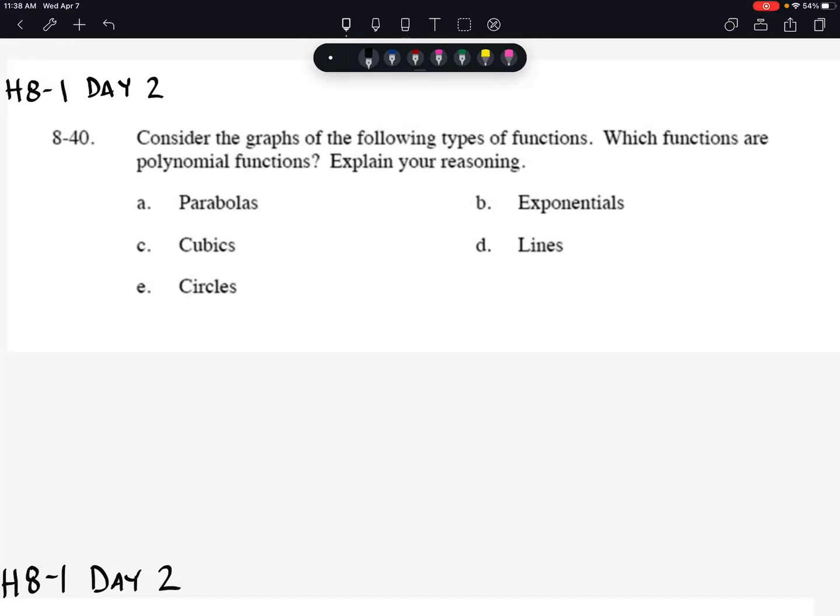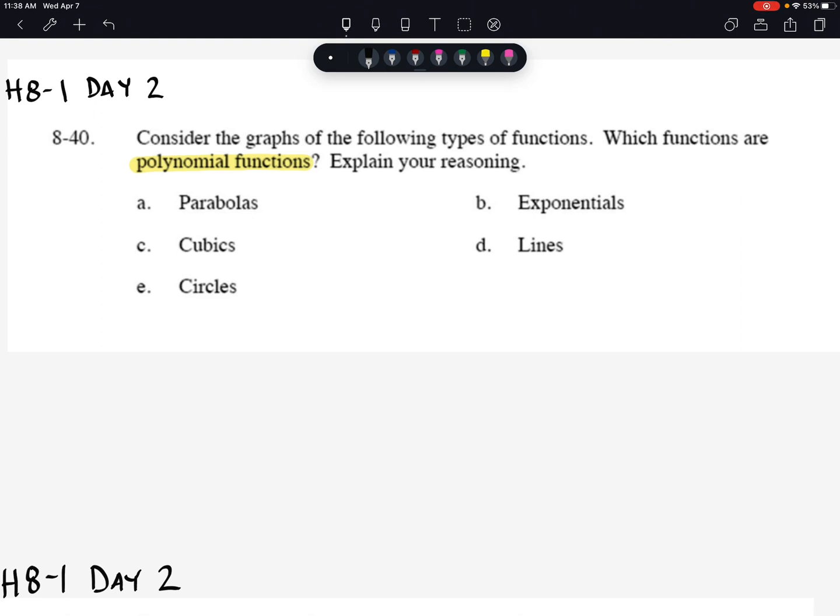Welcome to the homework help video for problem 8-40 from the H8-1 D2 homework assignment. For this one, the directions state, consider the graphs of the following types of functions. Which functions are polynomial functions? Explain your reasoning. So we are looking at which of these are polynomial functions. And we already talked about this a little bit earlier in a previous homework assignment.